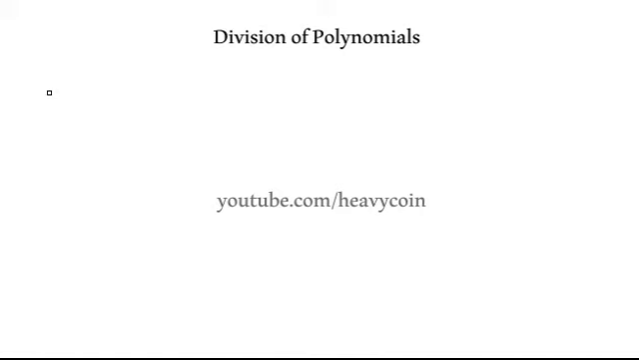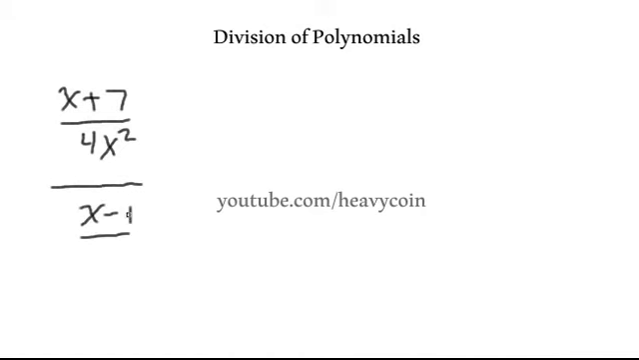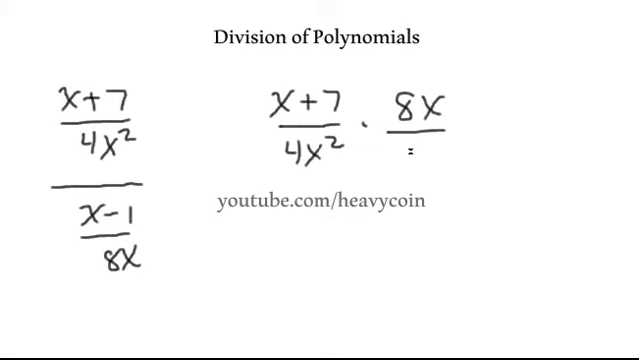Alright, let's see. We are going to do x plus 7 over 4x squared, and that's all over x minus 1 over 8x. So I'm going to rewrite this as x plus 7 over 4x squared times 8x over x minus 1. I guess I could write this here like this is equal to that.